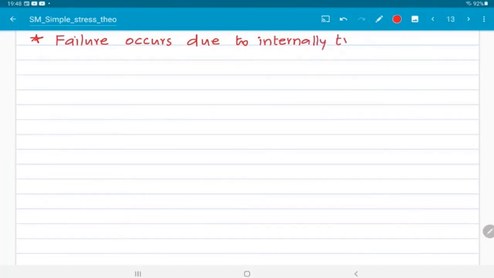Failure is due to, first point. See, these things will not be available in the textbook. Note this carefully. Failure occurs due to internally transformed stresses.